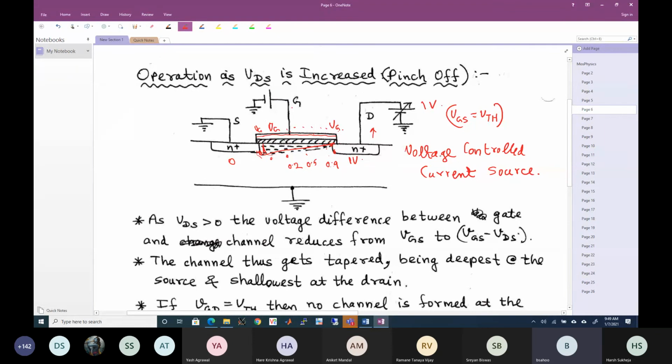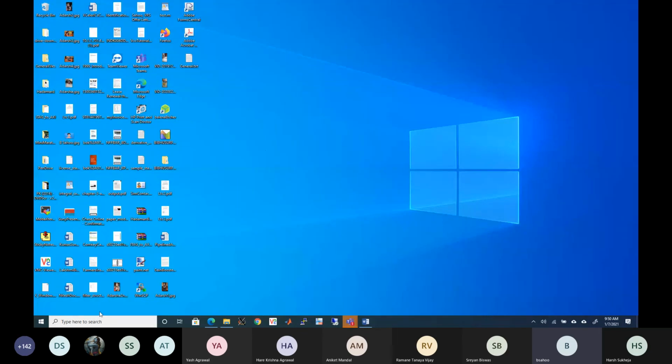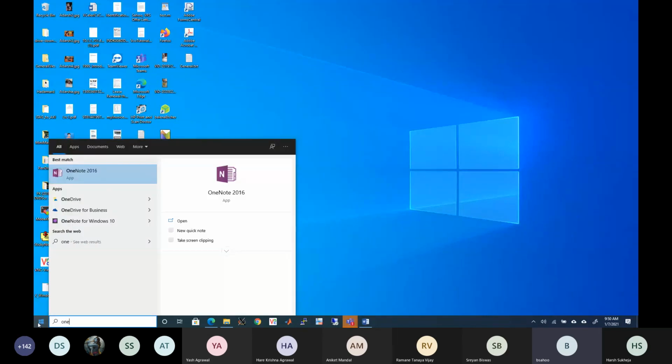Okay, so that means it's a voltage controlled current source. It behaves like, as I said, once the pinch off has happened, even if you change the drain voltage, the amount of current flowing between drain and source is not going to change that much. It will change because of some other reason. In an ideal scenario, it is not going to change at all. And therefore, it behaves like a current source between drain and source.